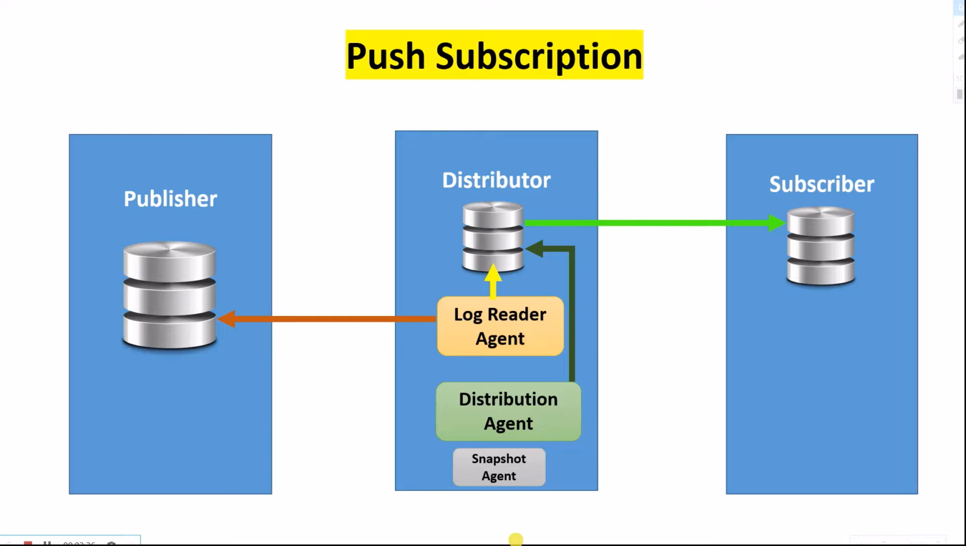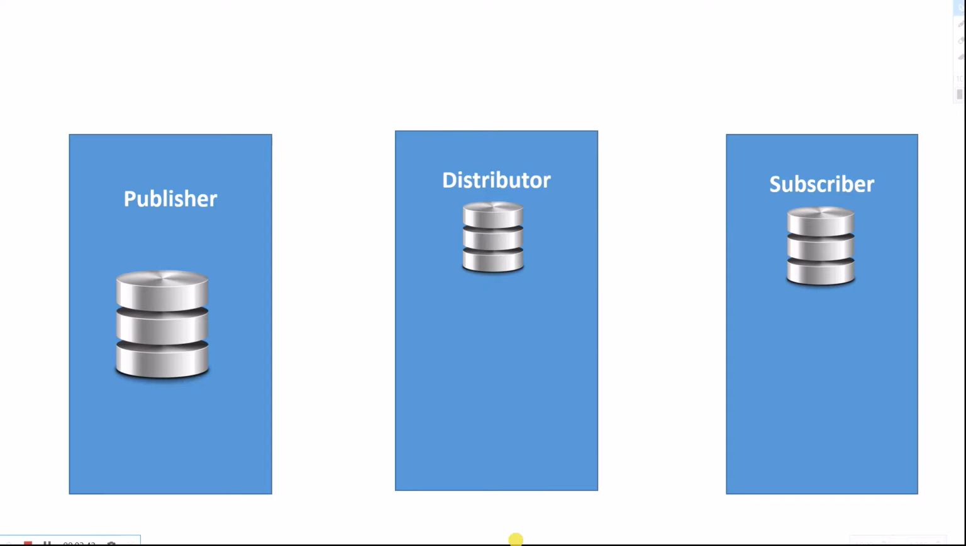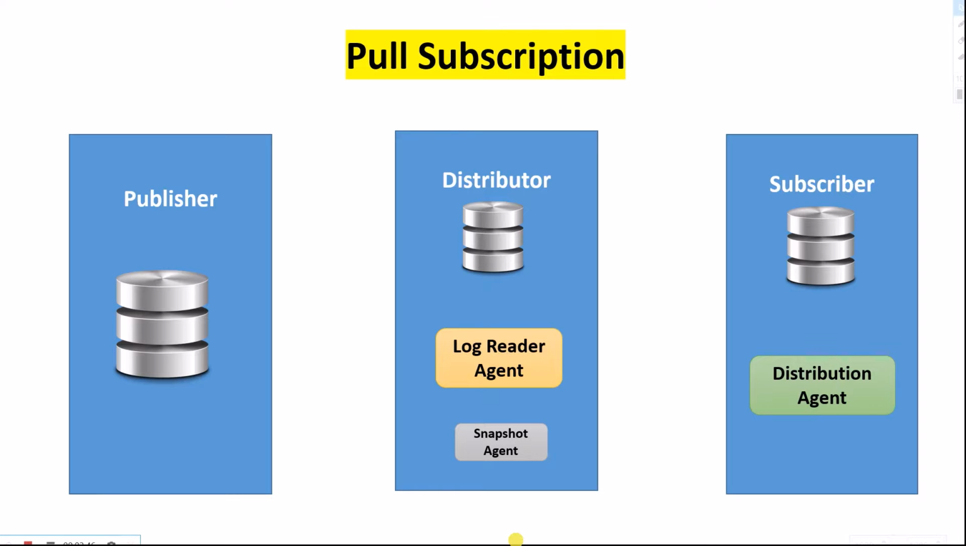If I talk about pull subscription, the distribution agent will be there at the subscriber. And the data transfer will be the same. The log reader agent will collect publication modifications from the publisher and write into the distribution database, and the distribution agent will take those changes and deliver them to the subscriber. So this is one type of setup where we have a separate publisher, distributor and subscriber.